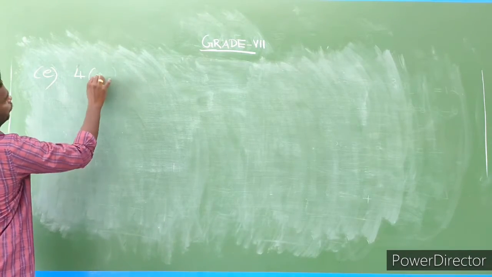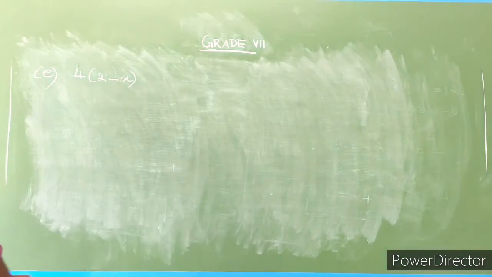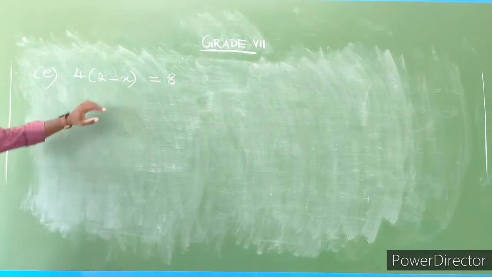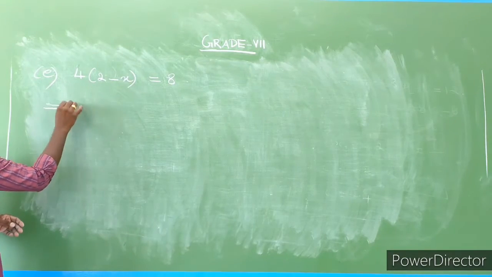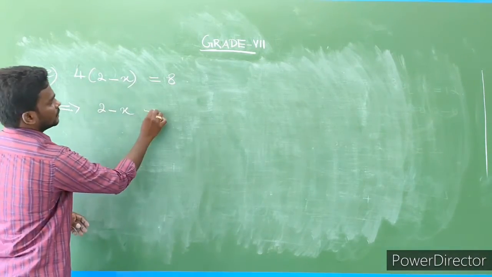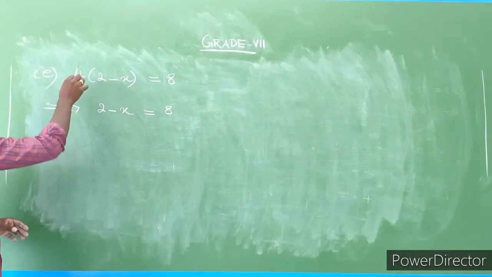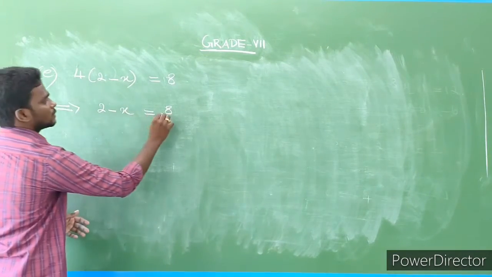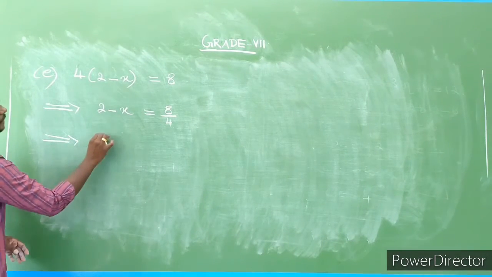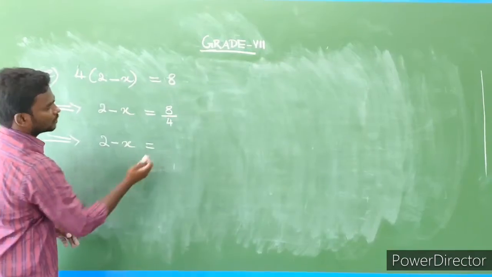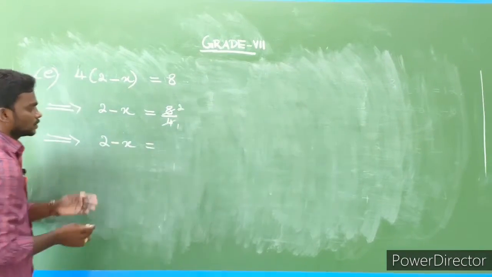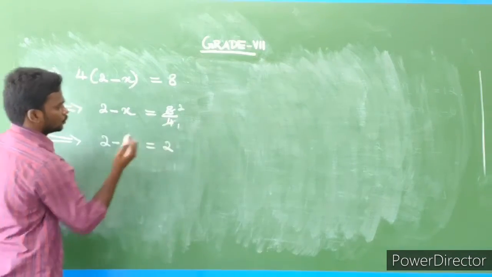Four into 2 minus x is equal to 8 is given. Implies that we keep the bracket value 2 minus x on the left side, which is equal to 8 on the right side. So 4 is multiplication on the left side, which is transposing to division on the right side. Implies that 2 minus x is equal to 8 by 4. 1 4 is 4, 2 4s are 8. So the value of 2 minus x is equal to 2.